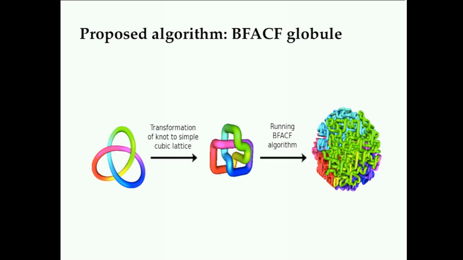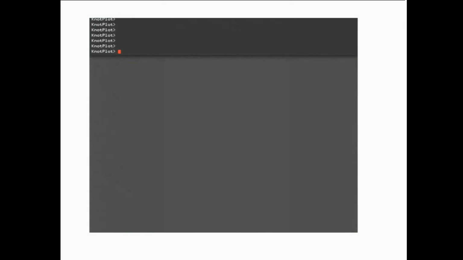If we take any knot, embed it in the lattice, and then run BFACF to fill a sphere. In principle, this sphere could be out of equilibrium, almost like a fractal, or have similar properties to a fractal, but it's not going to be fractal because we have this type of knot structure in there. All right, so this is how it works.